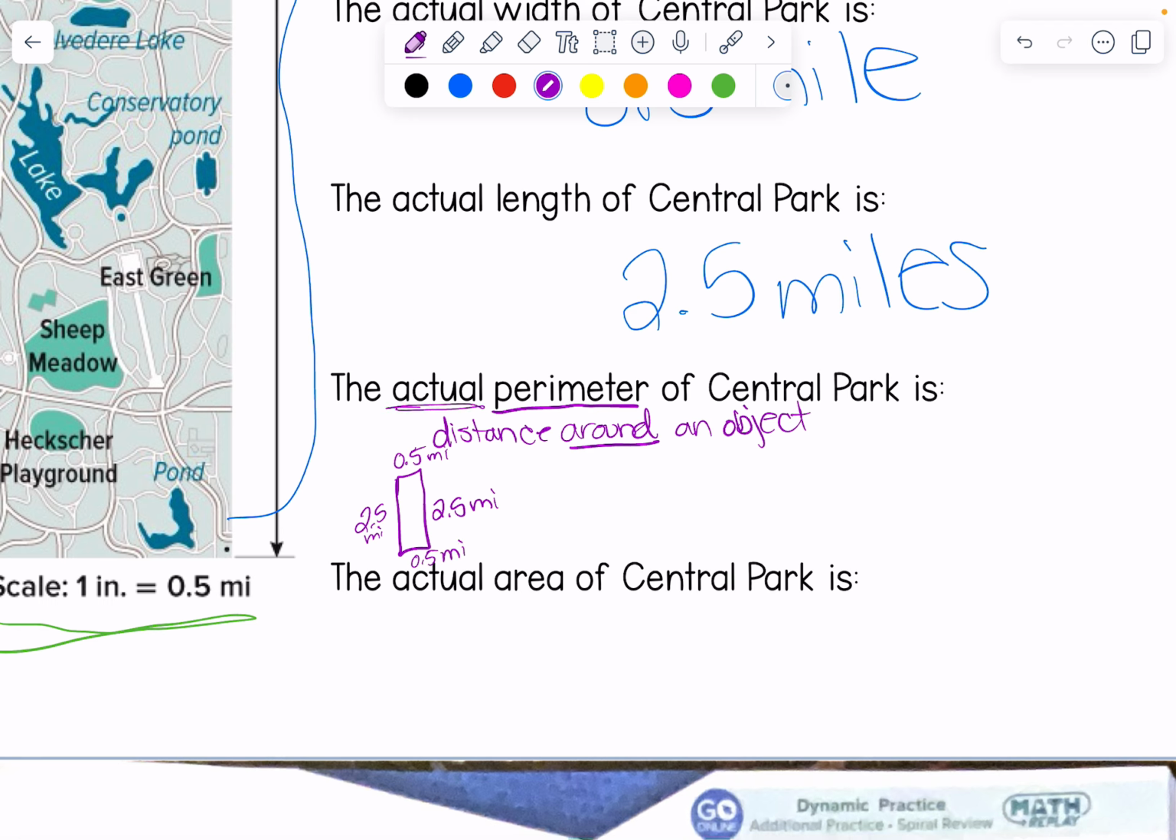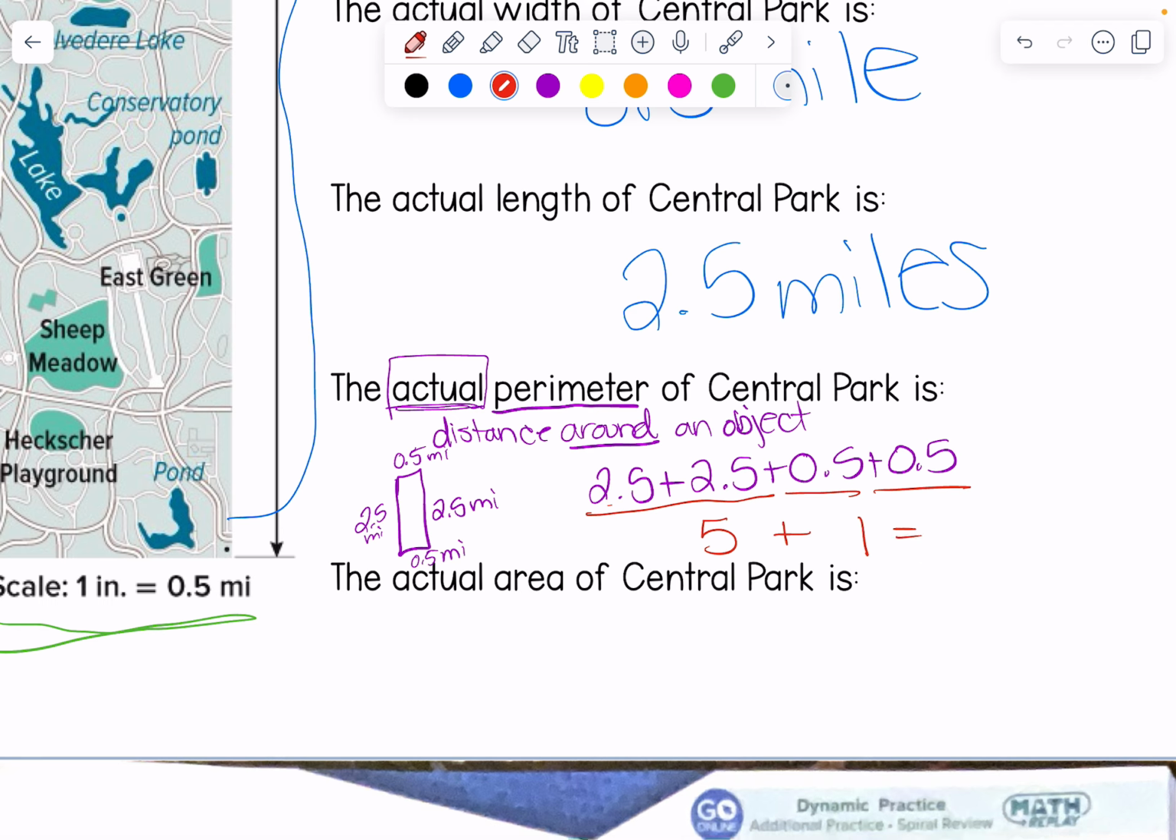So when I say actual, we're talking about the real life thing, okay? So if I add up all of these sides, when I look at this, I know that half a mile plus half a mile is going to be 1, and I know that 2.5 plus 2.5 is 5. So 5 plus 1 means that my perimeter here would be 6 miles.